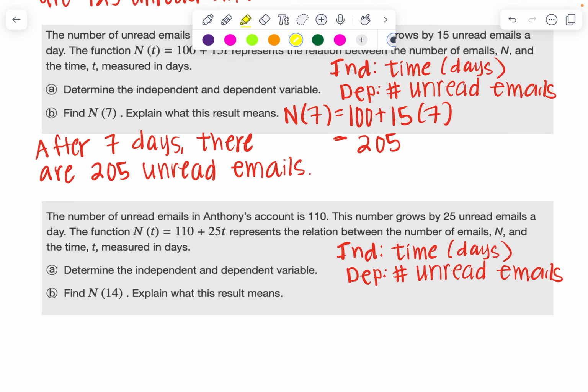And again, I want to reiterate that I knew that the independent variable was going to be time because that was a variable that was in the parentheses on the left side, n of t. Whatever comes after that of is your independent variable.